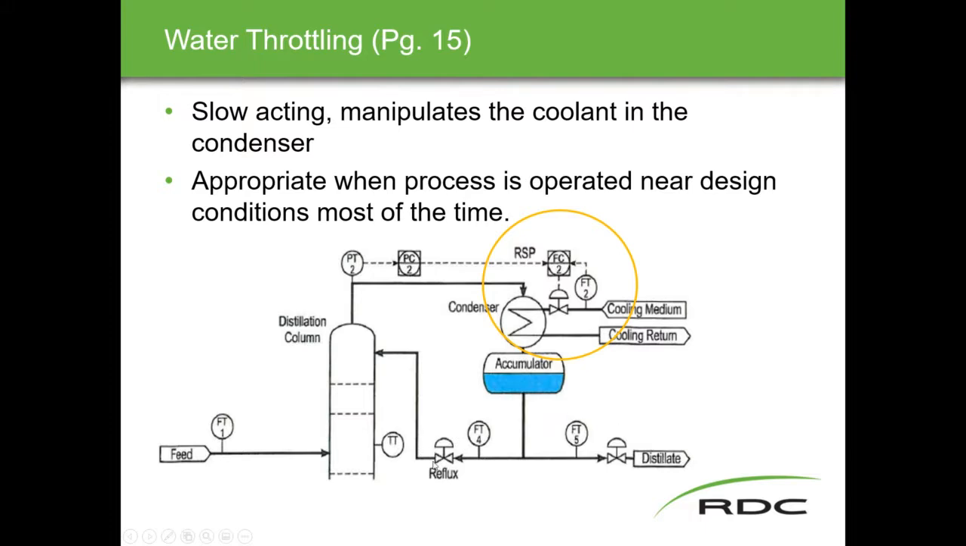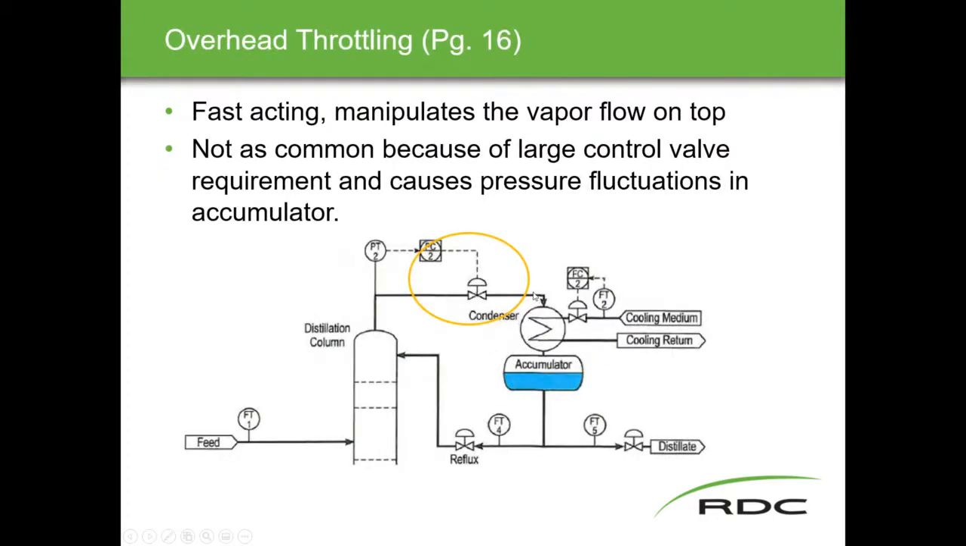No valves here, no connections of any kind. So you can get the relationship between pressure and water flow, water throttling. Next one, overhead throttling. Again, the names of these strategies are relatively descriptive and fairly accurate visually. So overhead throttling, well, that's throttling the overhead products.